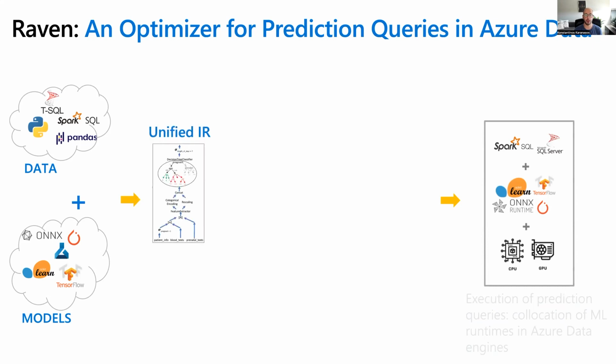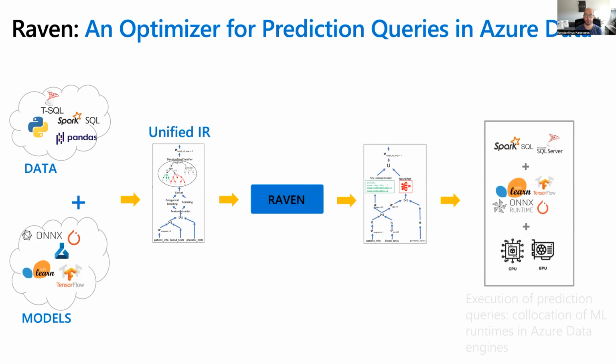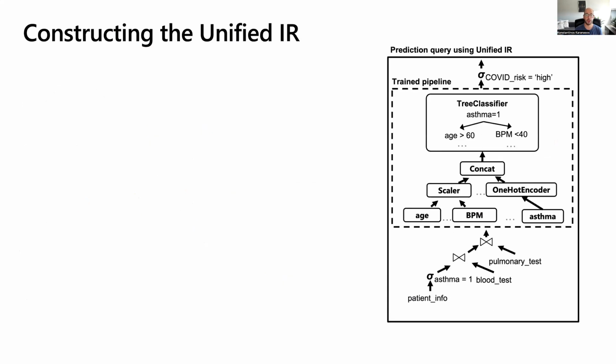So the main idea is that we use a unified intermediate representation to represent both the data and the machine learning operations in the same structure. We give that as input to our optimizer, and then we optimize the plan as a whole. We spit out an optimized intermediate representation which we're then going to execute. Park is going to talk in a minute about the types of optimizations that Raven enables, namely logical and logical to physical optimizations. But let me very briefly talk about the unified IR.